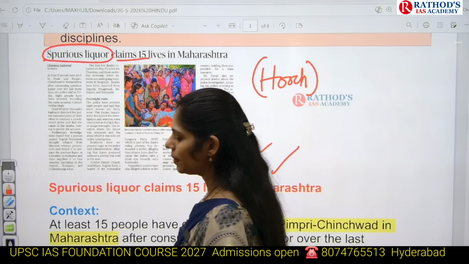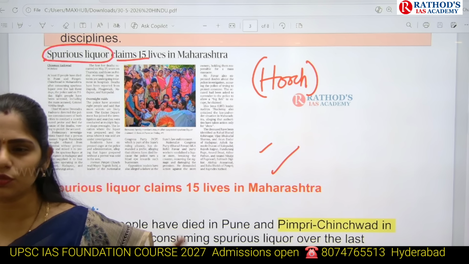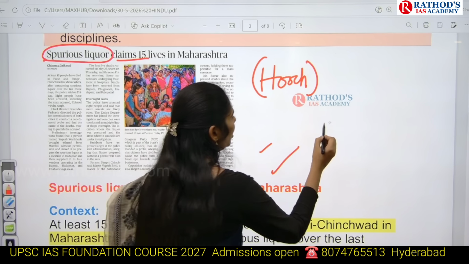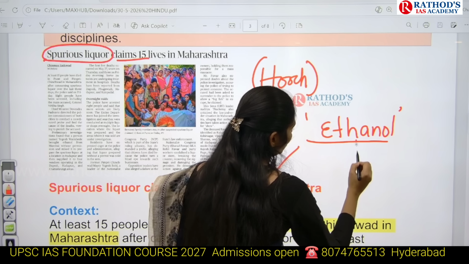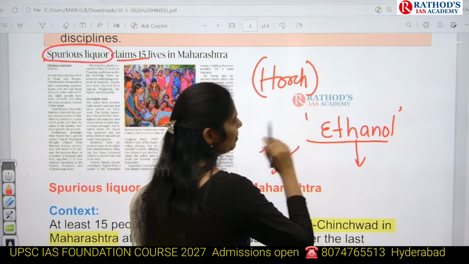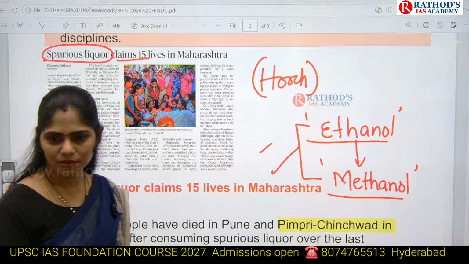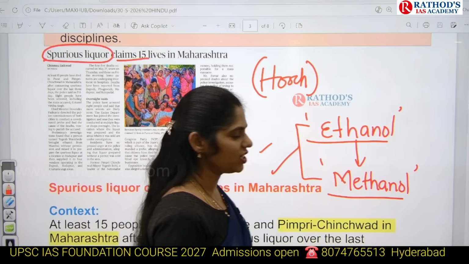Okay, so here what happened, mostly alcohol contains which component? Alcohol contains ethanol, right? Ethanol is the component which will be present in alcohol. So what is happening in this liquor is, instead of ethanol, it will be having methanol. And this methanol is lethal. Because of that, it will cause deaths. That means you may get a question by comparing ethanol and methanol. Yes, possibility is there. And second type of question is they may ask you solely about methanol poisoning.